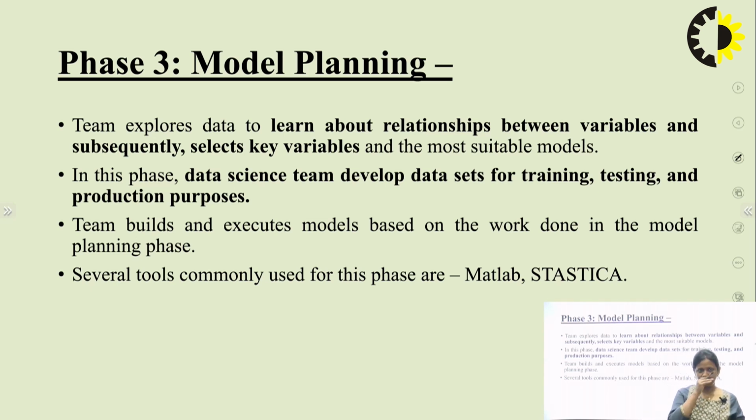In model planning, the team explores the data about relationships. There are many variables in a project, like dependent and independent variables. Dependent variables depend on each other: when one value increases, the other value increases. Independent variables are independent of another or a secondary variable: when one value increases, there is no change in the other variable. We then select key variables, which affect other variables, and the most suitable model.